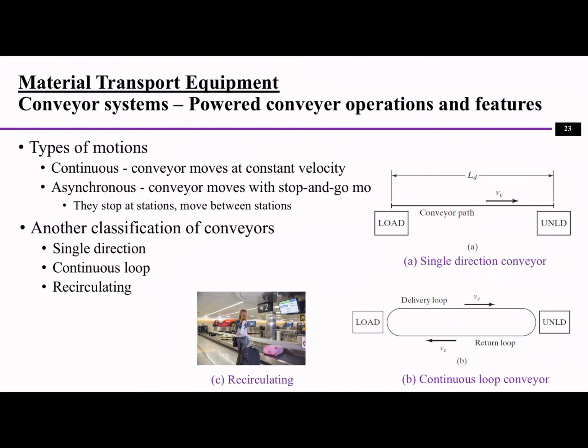And another one will be the recirculating. Recirculating will be like the conveyor belt we see in the baggage claim in airports, right? Once the material is loaded on the conveyor belt and is waiting to be picked, it just keeps circulating there until someone picks it up, right? So that's the recirculating type of conveyor belt.